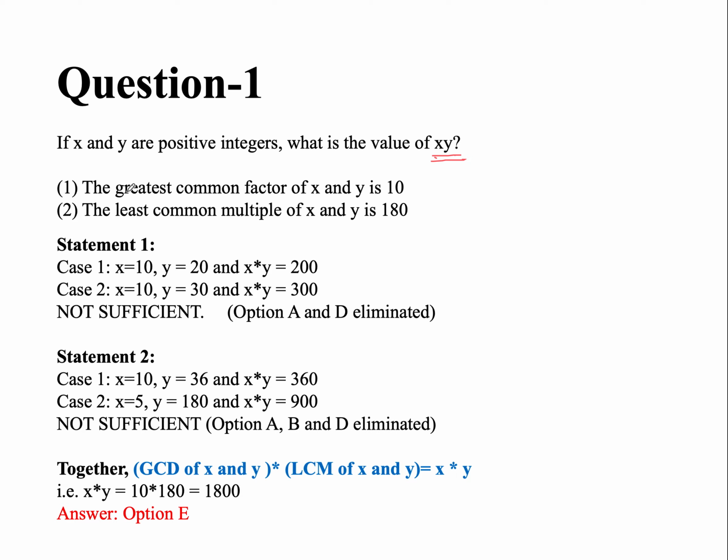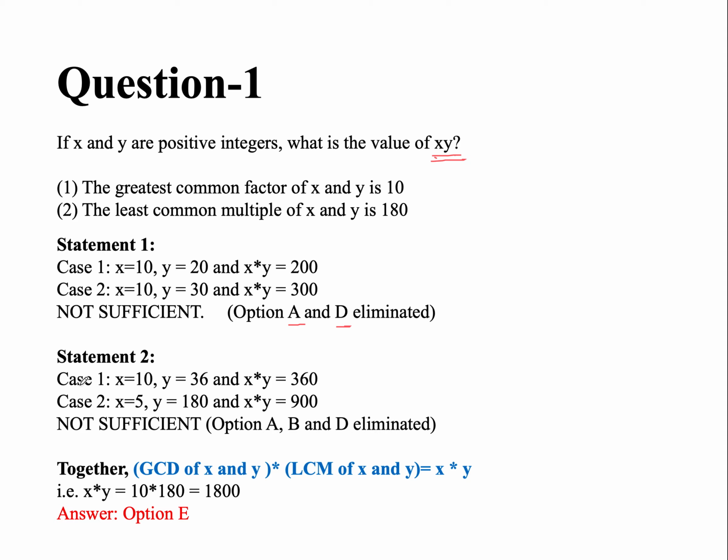Now we have to keep, according to the first statement, the greatest common factor of two numbers as 10. So first case is when x is 10 and y is 20, then the product becomes 200. And the second case is when x is 10 and y is 30. Again, the highest common factor is 10, but the product becomes 300. And here we can eliminate two options, option A and D, because the first statement is not sufficient, so each statement alone also cannot be sufficient.